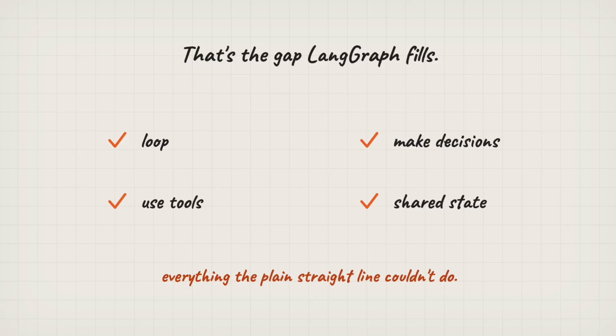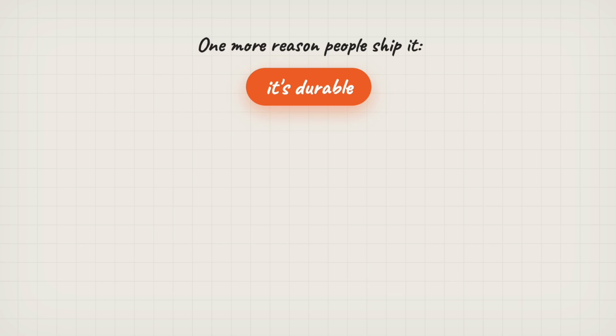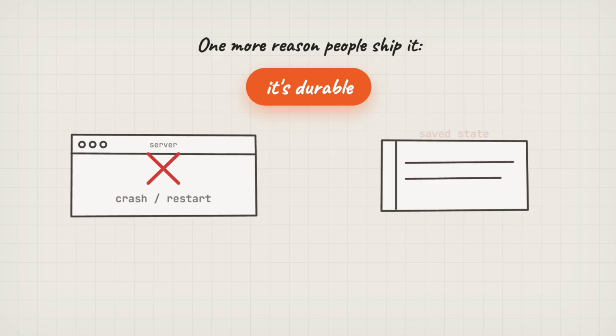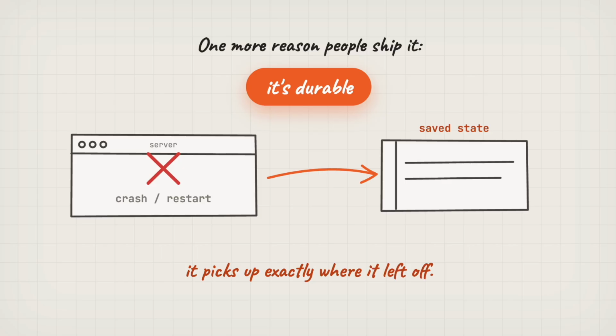And there is one more reason people started using LangGraph for real products, and I want you to know it. It's durable. What that means is if your program crashes in the middle of a long task or your server restarts, the agent doesn't lose everything and start over. It saves its state as it goes, so it can pick up exactly where it left off.